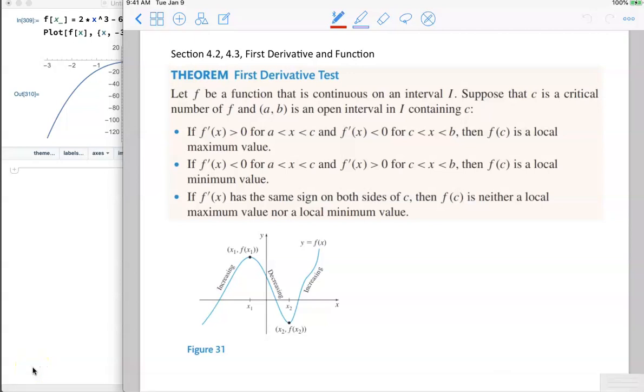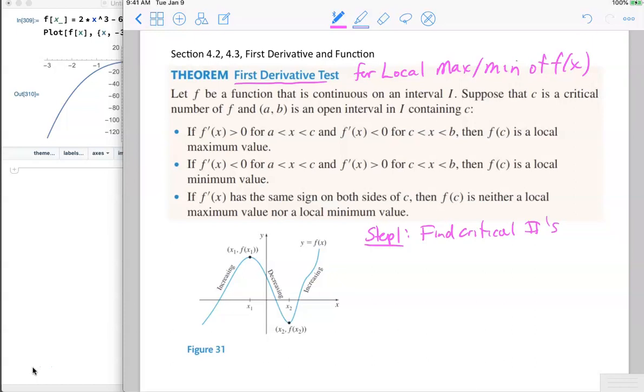So in this video we look at the first derivative test for finding local maxima and local minima of a function f of x. And this test is basically just putting together everything that we've done at this point. We already know, for example, how to find critical numbers.